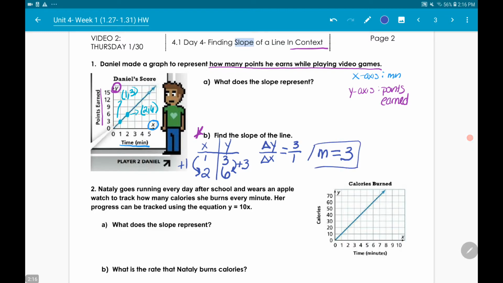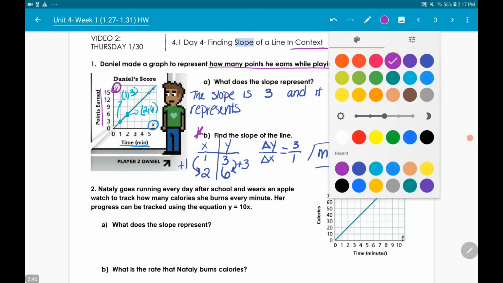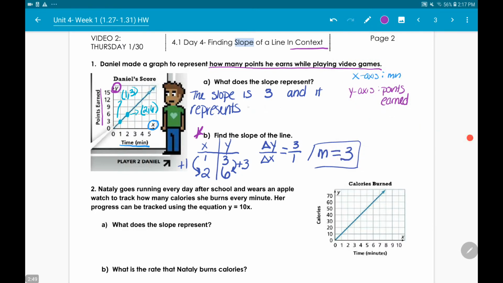All right, and now let's do part A. Let's go back. What does the slope represent? So slope is the change in y over the change of x. So let's fill out this template. The slope is 3, and it represents our y. So what is our y here? We said y was points earned, and it represents points earned.